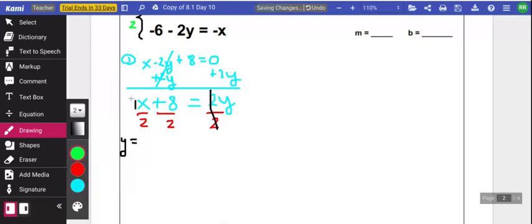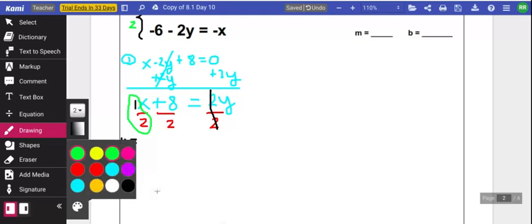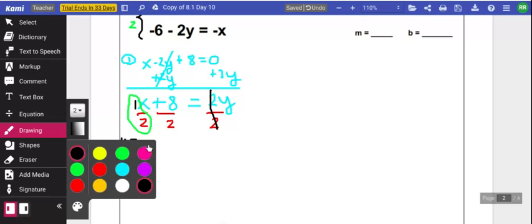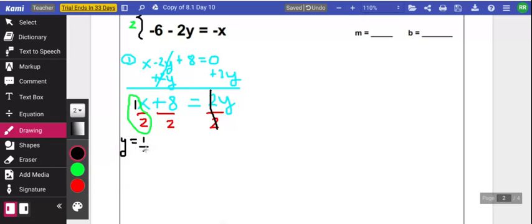And so what fraction is this? If I have a 1 on top and a 2 on bottom, 1 over 2, that is 1/2, right? So this is 1/2 x. Don't forget your x term. So this is x, 1/2 x. Okay, then you have this, which is 8 over 2. 8 over 2 is positive 4. So this right here is the equation in slope-intercept form.